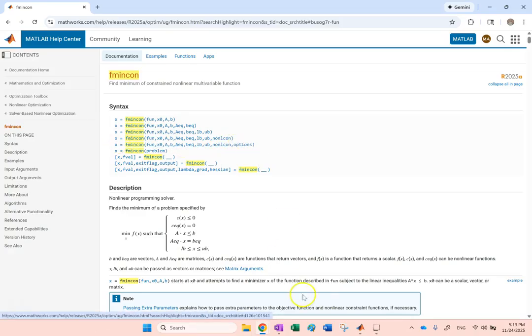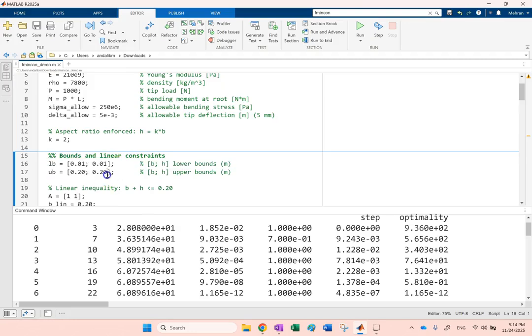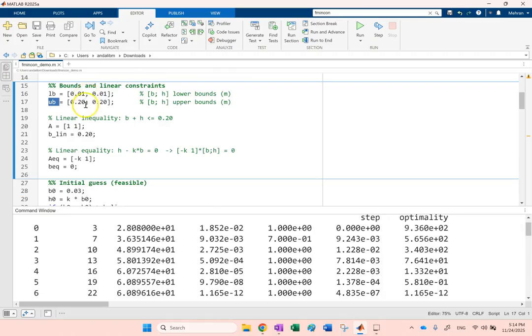So that you can do with optimset, right? So let's go here. You can see in this code that I'm going to share with you, all of these parameters that we know are provided, including the load, the density, the Young modulus, the length, the allowable sigma, the allowable delta, the given aspect ratio, the upper and the lower bound. And look here, the lower bound for both parameters are provided in one vector, and the upper bound for both of them, again, provided in one vector. And you see they are column vectors.